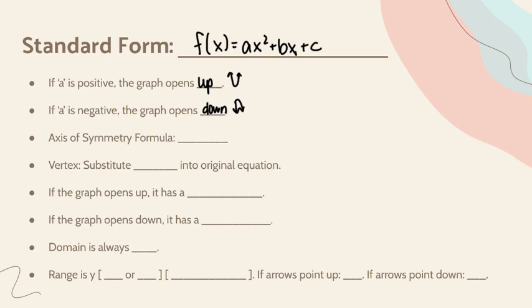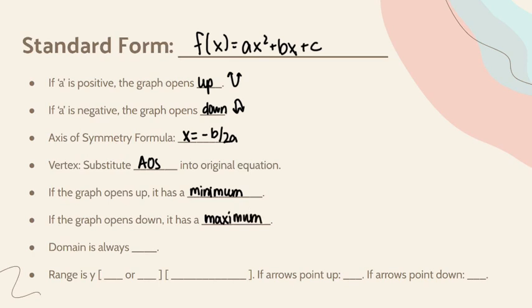The axis of symmetry formula when we're given an equation in standard form is x equals negative b over 2a. And to find the vertex, we substitute the axis of symmetry into the original equation. If the graph opens up, then the graph has a minimum at the vertex. If the graph opens down, it has a maximum at the vertex.